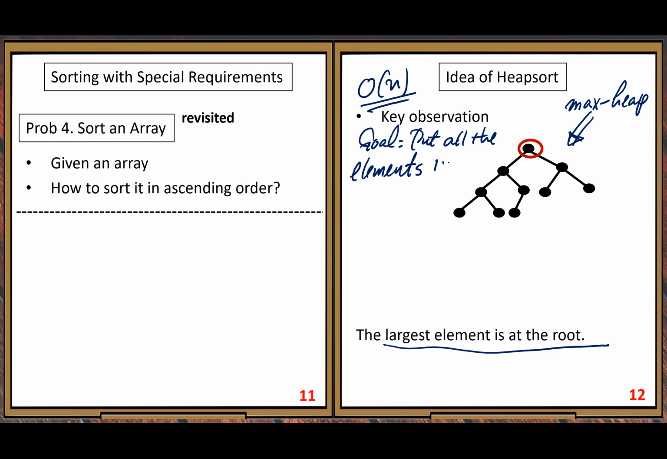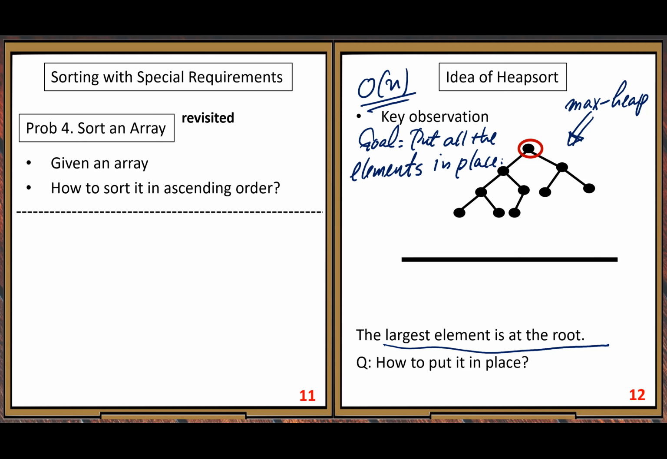All the elements in place. That's the goal of sorting, right? The question: when we start from the root, can we put the root in place? We want to put the root in place. That's the first thing we want to do. The question is, how to put it in place? What is the right position for the largest element in the array?